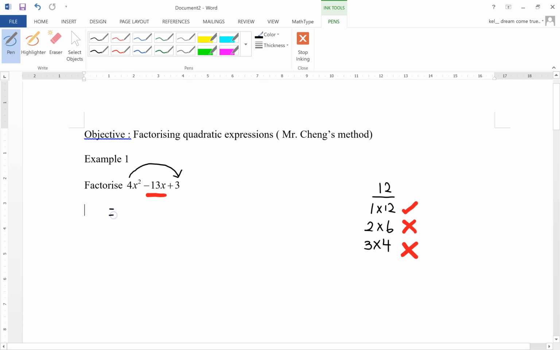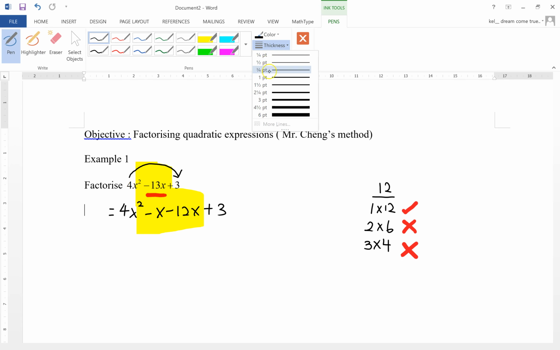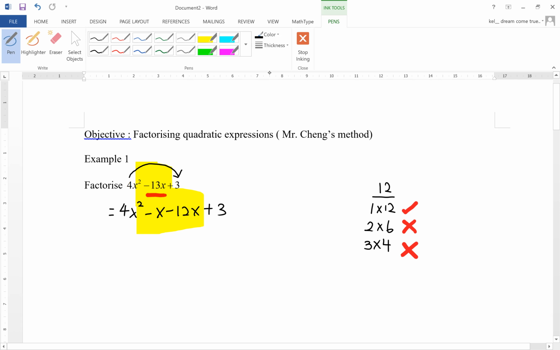Now, the next step is to split up the minus 13x into a combination of 1 and 12. So I have 4x squared minus x minus 12x plus 3. Take note that minus x minus 12x still gives you minus 13x. Therefore, these two expressions are equal. Now, once I split them up, I have to factorize them by grouping.